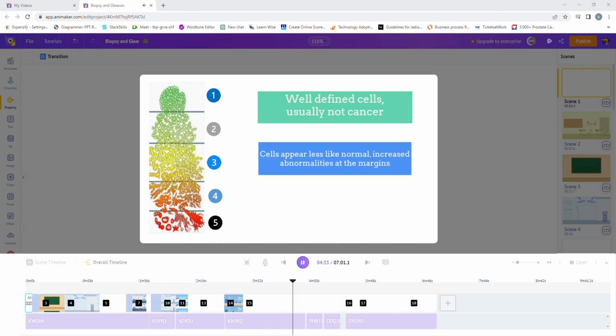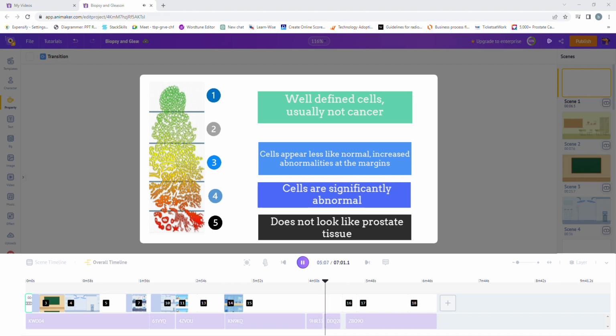The cancer cells appear less like normal prostate cells and exhibit increased cellular abnormalities, especially at the margins. While still considered a moderately aggressive disease, grade 3 cancers have a higher potential to spread outside the prostate. Gleason grade 4 indicates poorly differentiated prostate cancer. The cancer cells are significantly abnormal in appearance and exhibit more aggressive behavior with a tendency to spread beyond the prostate gland. Grade 4 cancer often demonstrates a higher growth rate compared to grades 1 to 3.